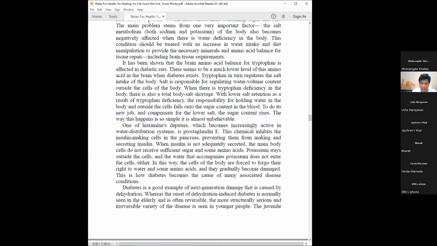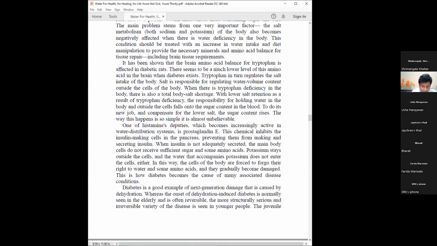It has been shown that brain amino acid balance for tryptophan is affected in diabetic rats. There seems to be a much lower level of this amino acid in the brain when diabetes exists. Tryptophan is actually used to manufacture many of the other amino acids. So if the production and the availability of tryptophan is affected, it affects the production of the other amino acids.